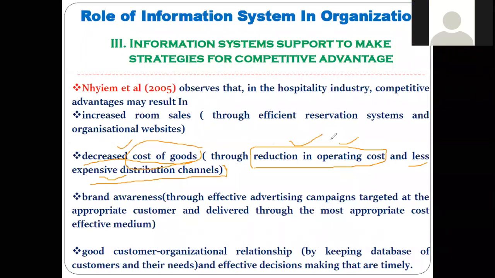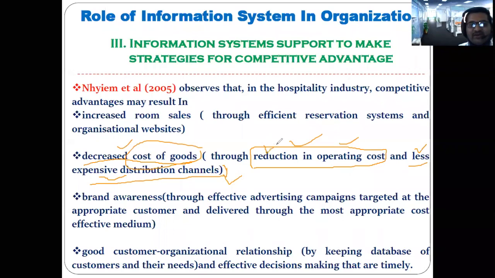You are bypassing, for example, the distributor, wholesaler, and retailer also. Correct or not? Online purchasing is nothing but your less expensive distribution channel. Got the point? And this is nothing but the reduction in the operating cost. Correct or not? And that's why the price of the mobile that you purchase online is less than the price of the mobile that you purchase offline from the store. So that is also nothing but the competitive advantage.